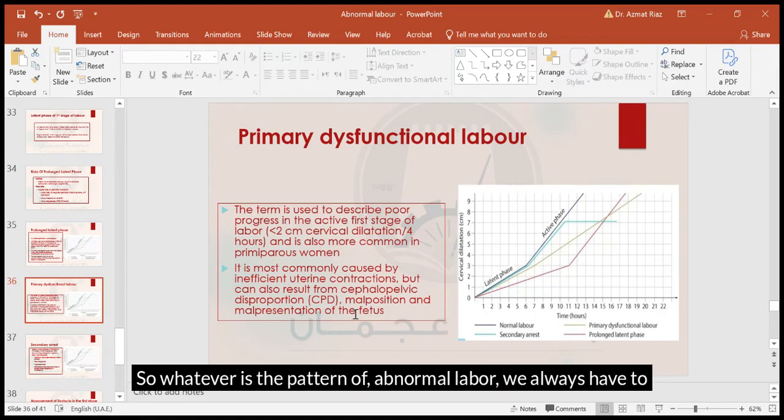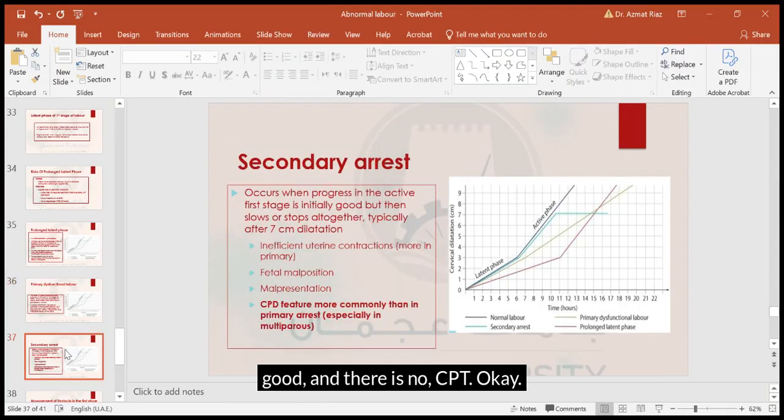So, whatever is the pattern of abnormal labor, we always have to rule out the three P's. That it's not a malposition, it's not a malpresentation, the power, the uterine contractions, are good, and there is no CPD. Okay, we always have to reassess.